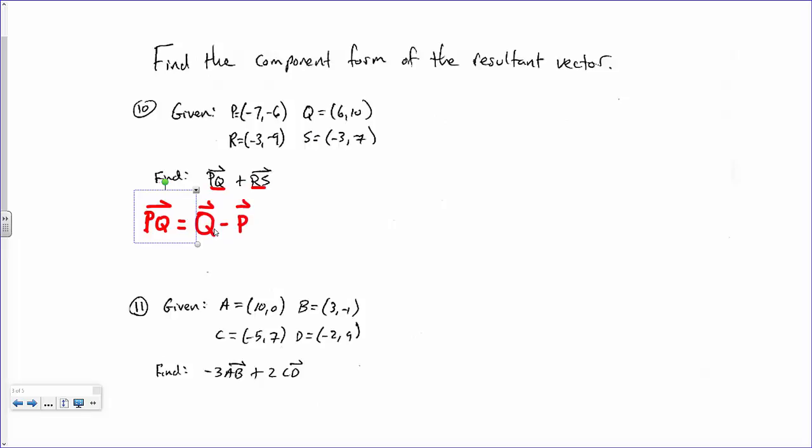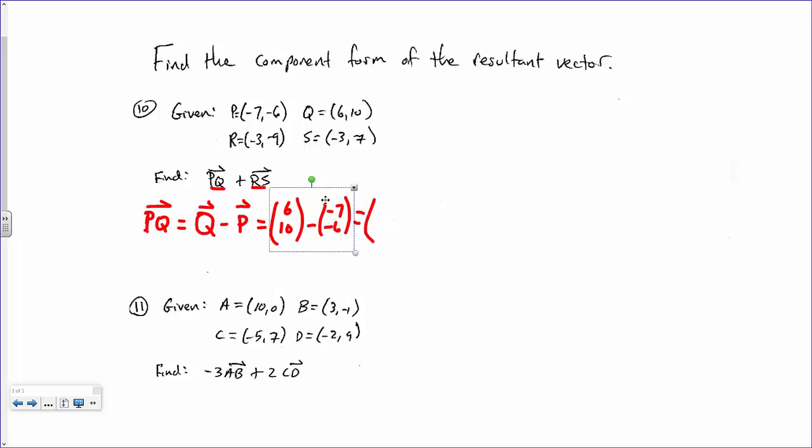So because I end this vector at Q, I'll put that first and subtract where I began, which is the coordinate vector P. So the coordinate vectors are given by these coordinates. So Q is 6, 10. And we'll subtract P, which is negative 7, negative 6.